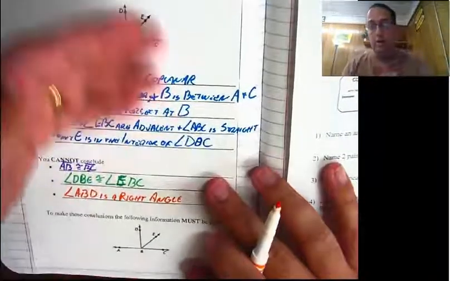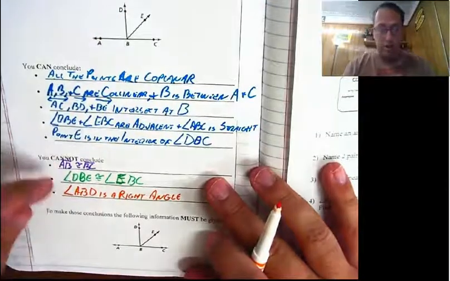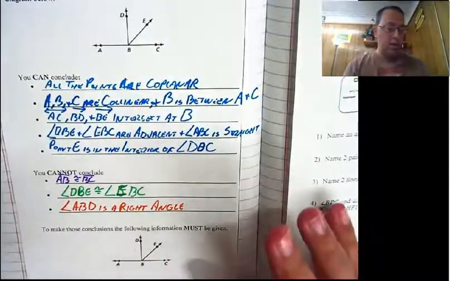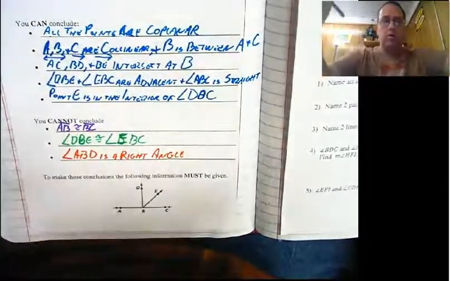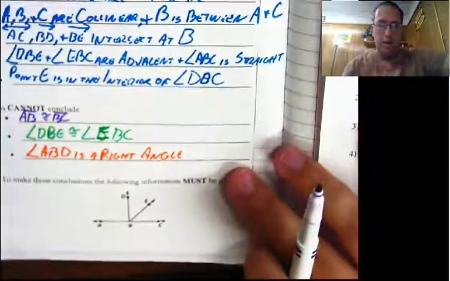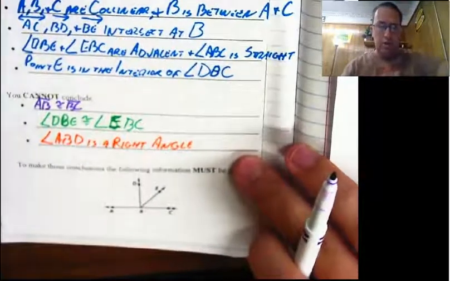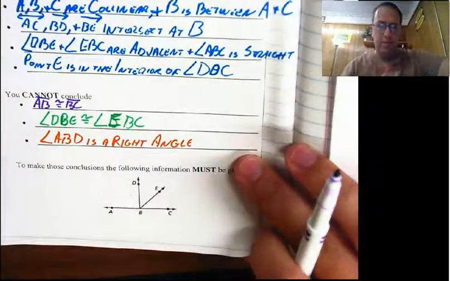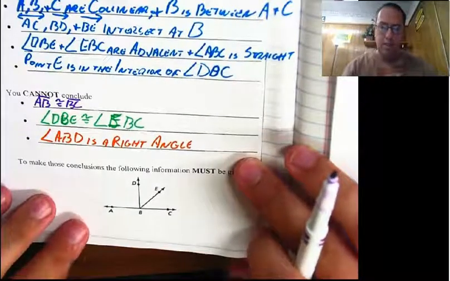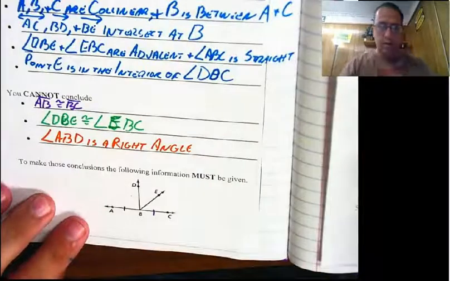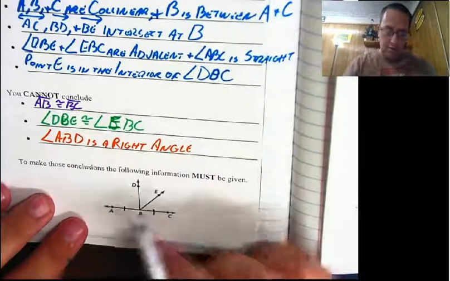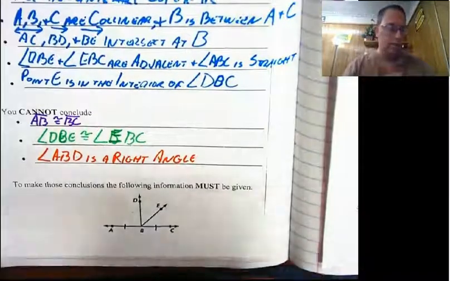There are ways that I could change my picture here so that I could conclude each of these things. And we've talked about all of these in the past. They have to have markings, right? So for example, if I want to show that segment AB is congruent to segment BC, I could put little tick marks on it, like that. That shows that AB is congruent to BC.